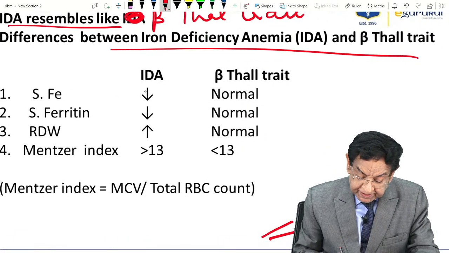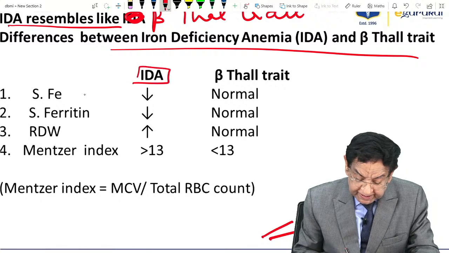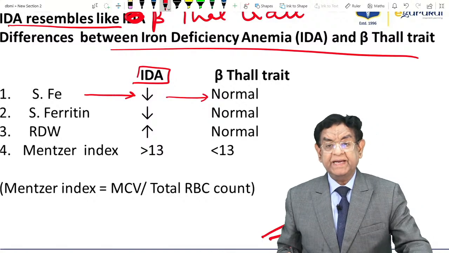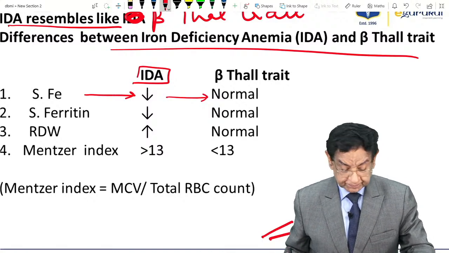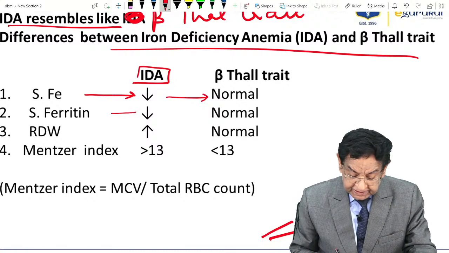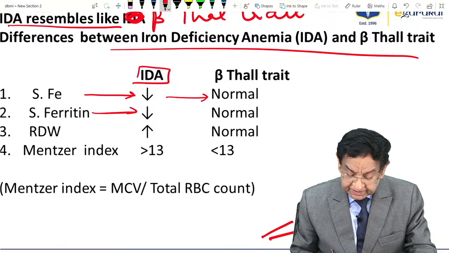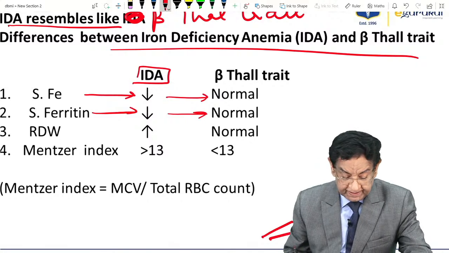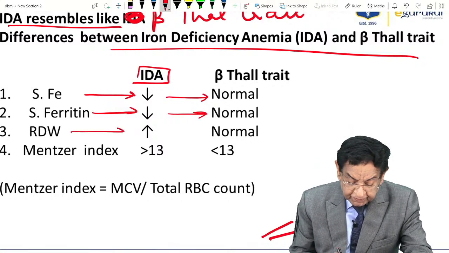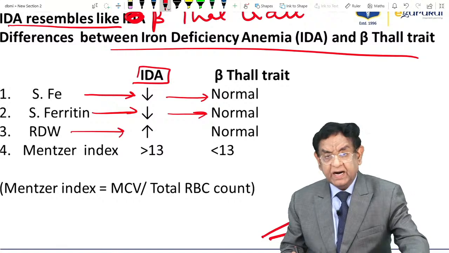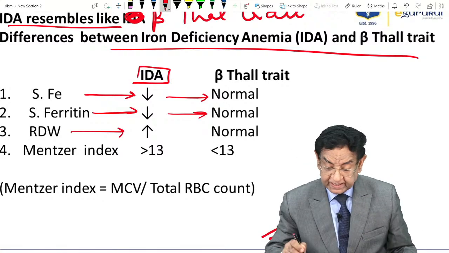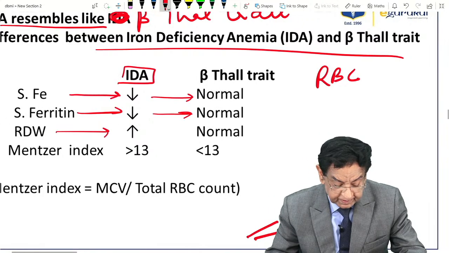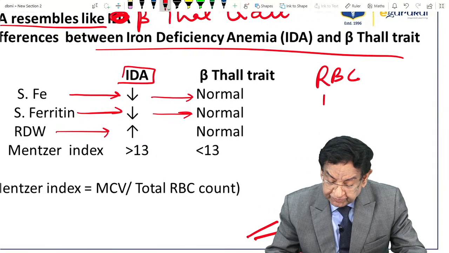Serum iron is reduced in iron deficiency anemia. It is normal in trait. Serum ferritin is decreased; it is normal in trait. RDW. RDW stands for red cell distribution width.